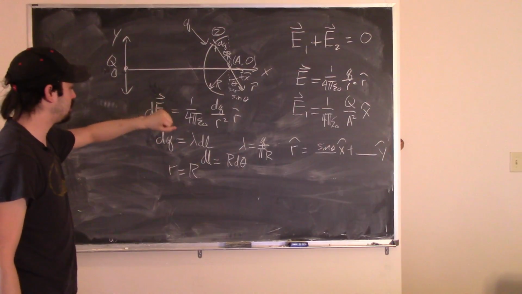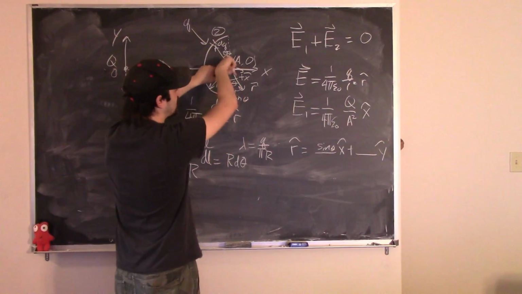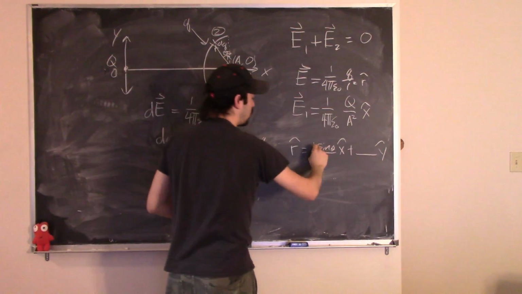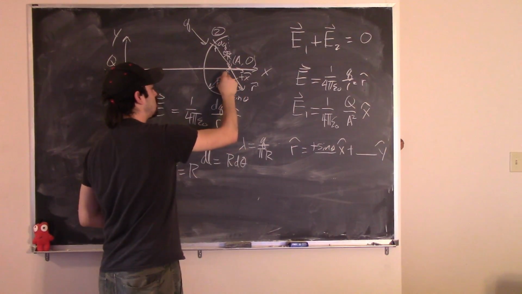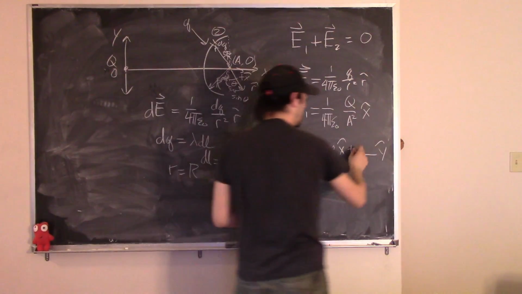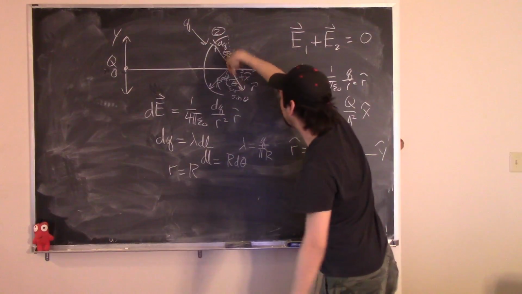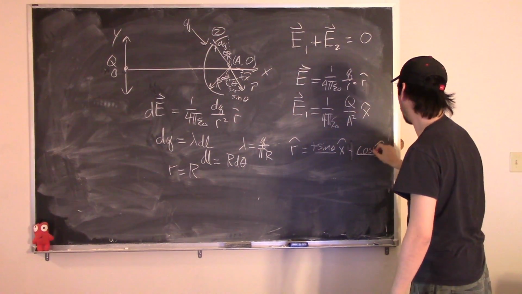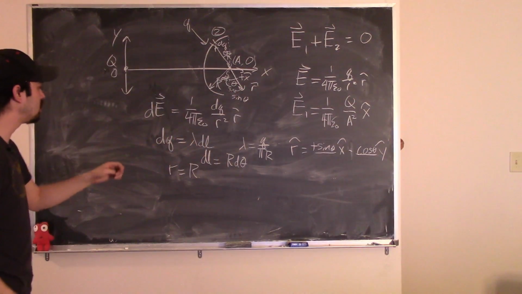And the thing that's important about this is that this r hat is going to be pointing in the positive x direction. And so that says that this is going to be a plus sign. And now this portion right here is going to be some cosine, but it's going to be negative because the y hat portion is going to be in the negative direction, so this is going to be a minus cosine of theta.